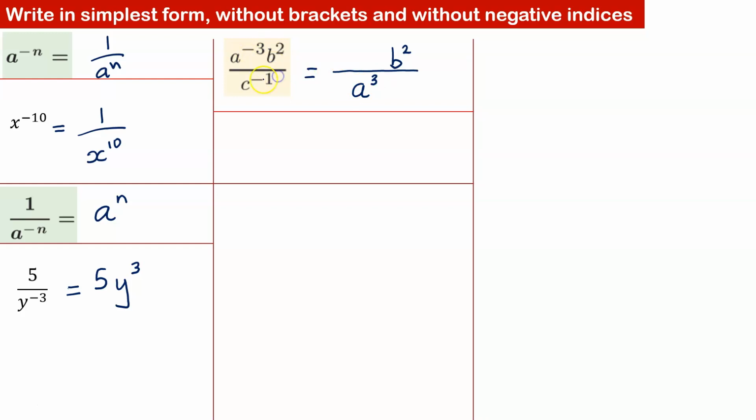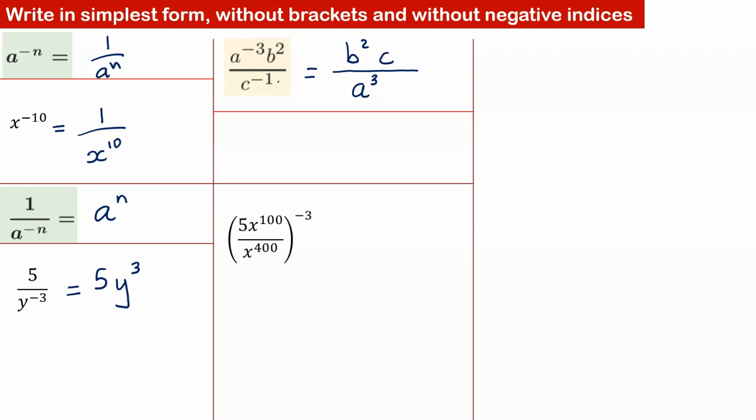Let's now deal with this c. For the c to have a positive exponent, it has to go up here in the numerator. Becomes c to the positive 1. Now, do we need to write positive 1? No, we don't. Let's get rid of that positive 1. Is that question fully answered? No. C and B, they're not in alphabetical order. So let's put B first, followed by C.